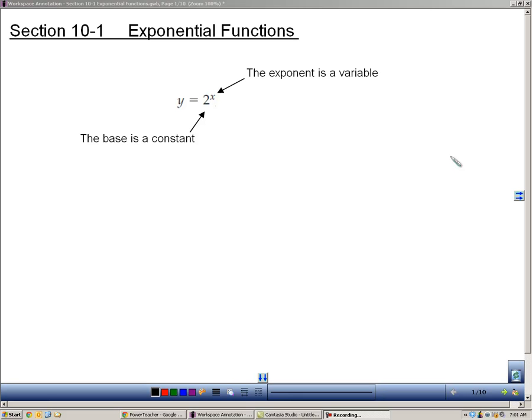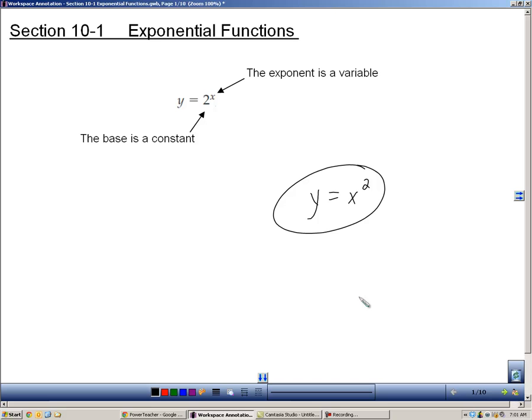Section 10.1 is about exponential functions. Here you see an exponential function. The base, if you notice, is a constant while the exponent is a variable, and that makes up an exponential function. I don't want you to confuse this with something that we've been dealing with, which is y equals x squared. That's a polynomial function, and we've been using that for a long time.